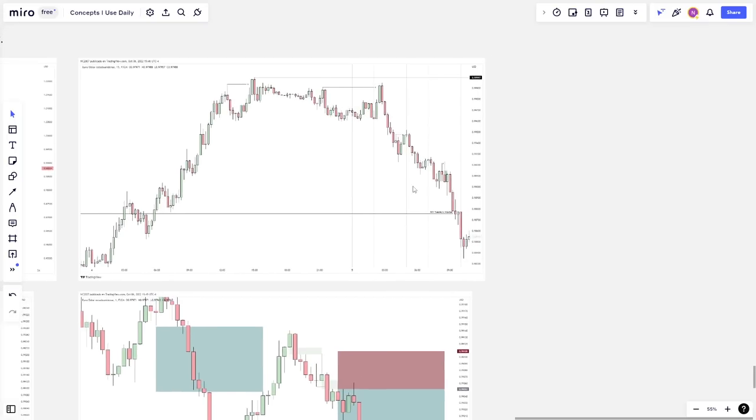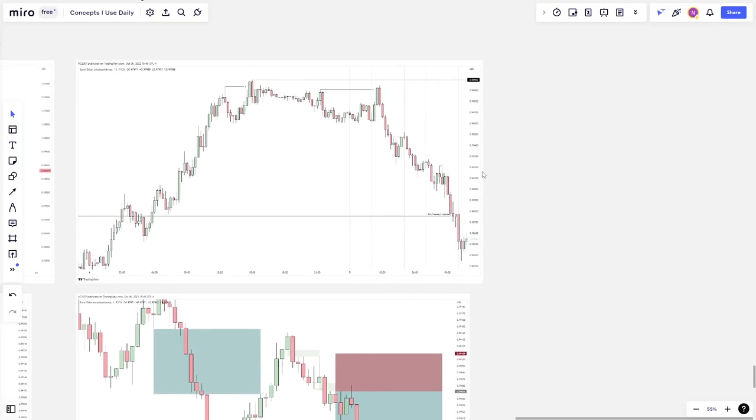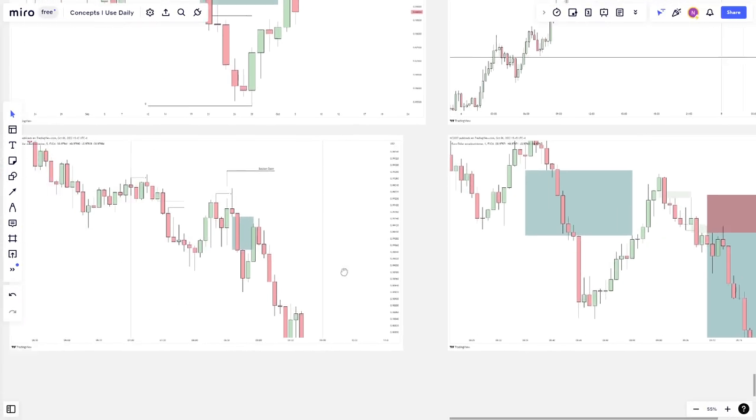Now, after we've done that analysis, we expect price to be bearish, potentially bearish, if we're expecting a bearish week, and a potential daily bias to be bearish. We have had a lot of runs on buy-side liquidity, so that's something that we can definitely expect.